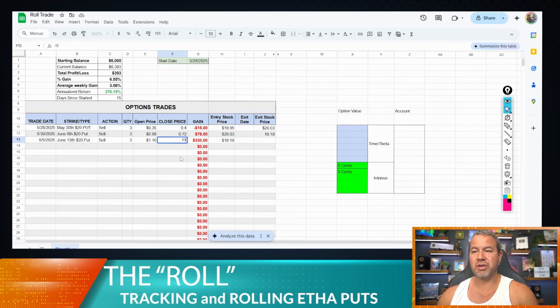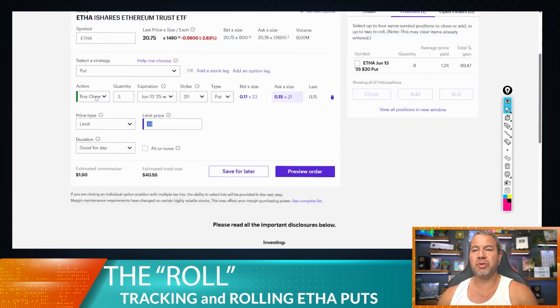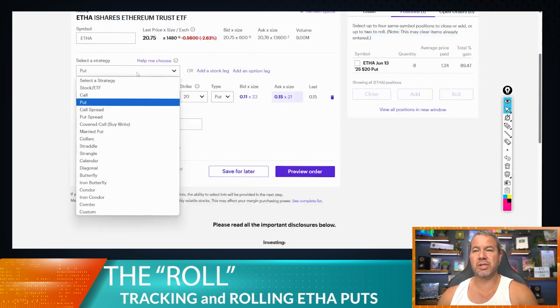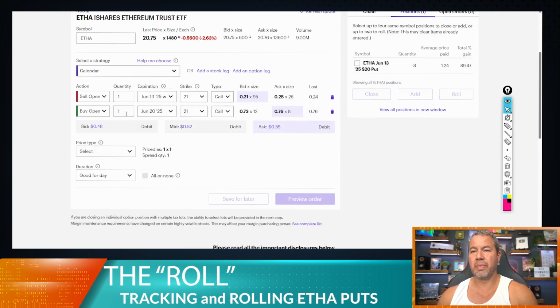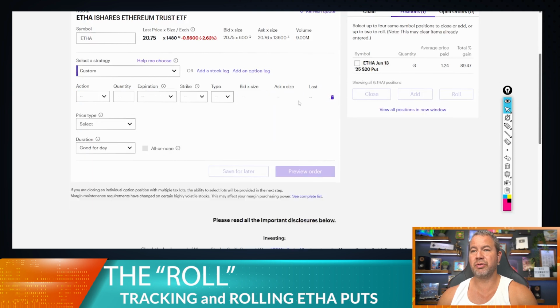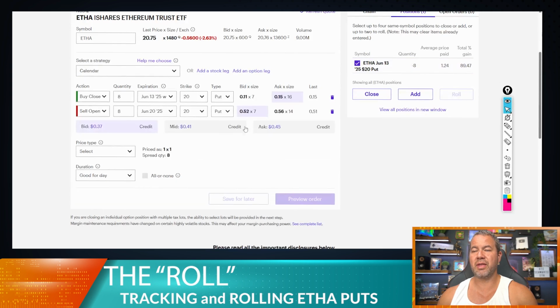But because I'm going to show you guys the roll, I'm going to assume I'm going to get 13 cents out of this when I roll it. And the way that I would do that roll is I'd buy to close. It's actually a calendar. You put it in as a calendar. No, that doesn't work either. I think I can do over here and I can go roll. Yep. And that sets up my roll.